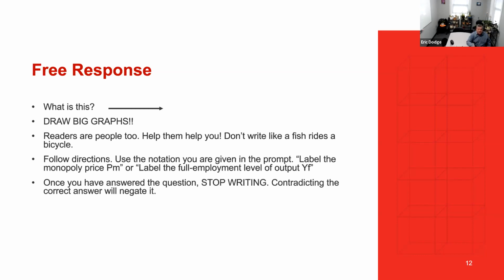Once you've answered the question, stop writing. Again, this is not your US history exam. If the answer is revenues increase, period, stop. The only way you will lose that point is if you immediately follow that up with, and sometimes it stays the same. Your readers have been trained to look for direct contradictions to the correct answer. So stop writing.